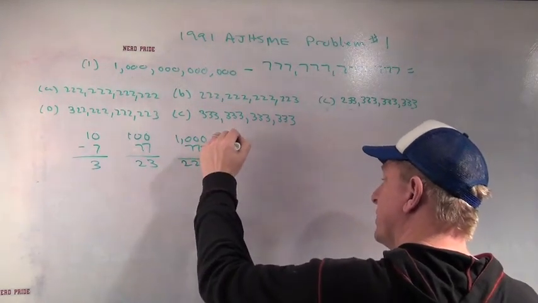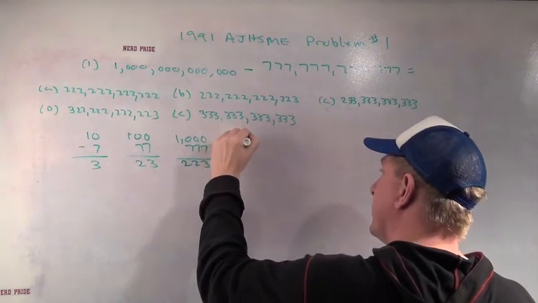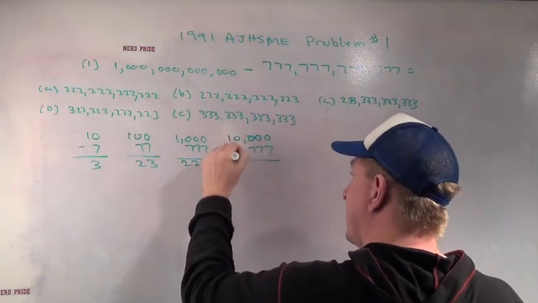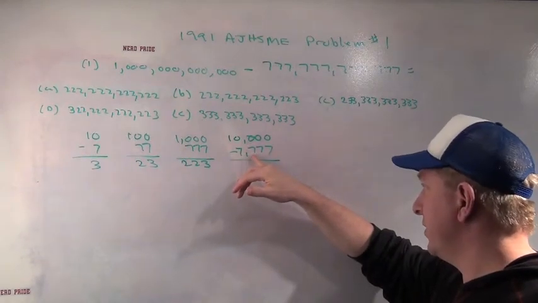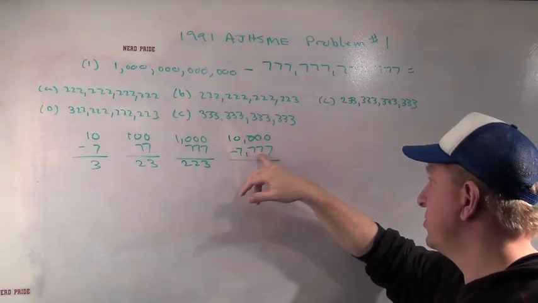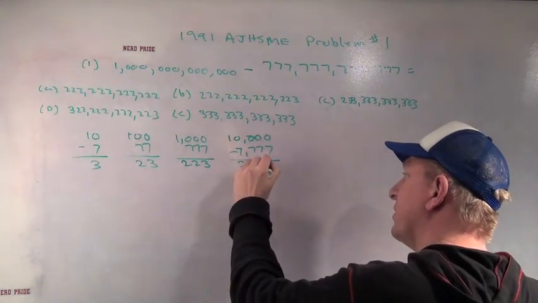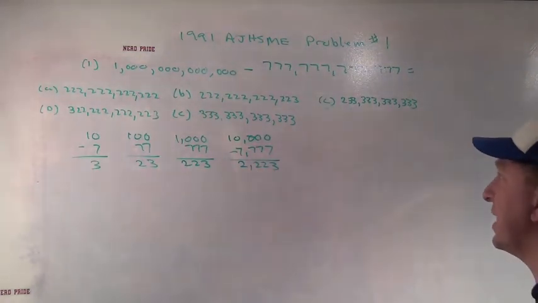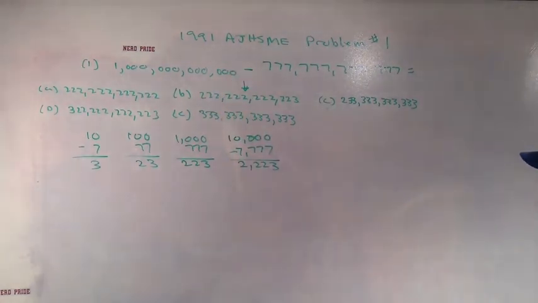Let's just see if we can do 10,000 minus 7,777. Well, 10,000 minus 7,000 is 3,000. Minus 700 is 2,300. Minus 70 is 2,230. Minus 7, we get 2,223. So it looks like we're starting to have all 2's and then ending in a 3. So we might guess, since we do have a number like this, all 2's and ends in a 3, that that's the answer. And how could we see that?